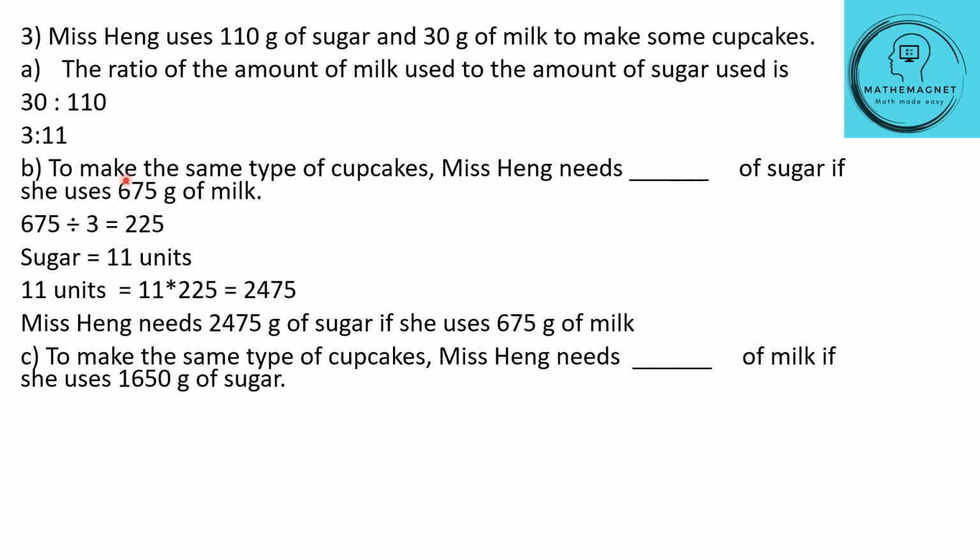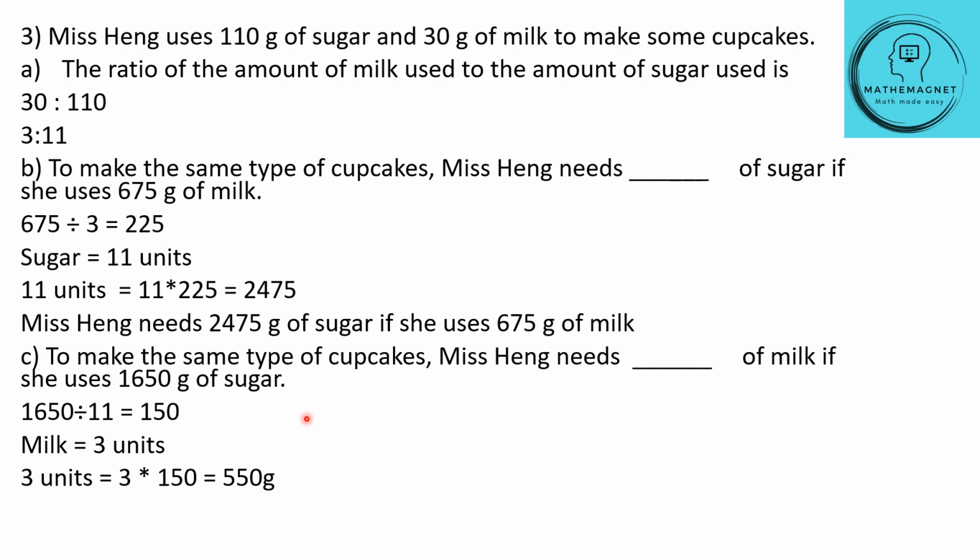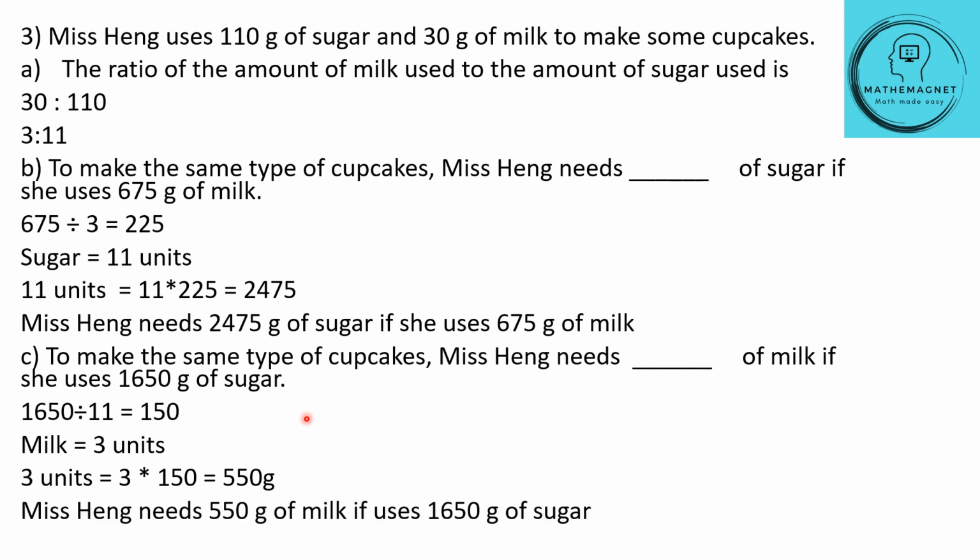Now question C. To make the same type of cupcake, Miss Heng needs dash amount of milk if she uses 1650 grams of sugar. Here instead of 11 it is 1650. So 1650 divided by 11 is equal to 150. Milk is 3 units, so 150 into 3 will be equal to 450 grams. So she will need 450 grams of milk if she is using 1650 grams of sugar.